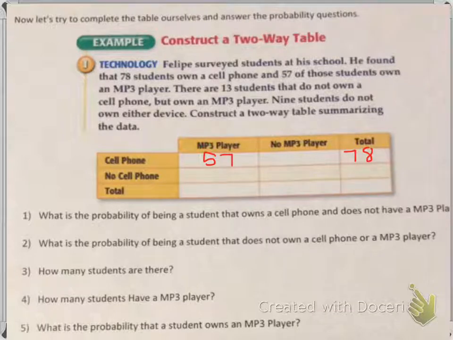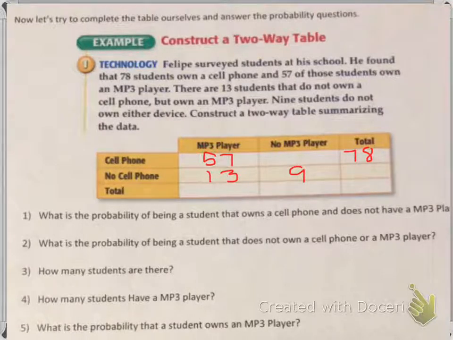There are 13 students that do not own a cell phone but own an MP3 player. So 13 would go right here because they don't own the cell phone, but they own the MP3 player. 9 students do not own either device. So no cell phone, no MP3 player would be 9, which is right here. I think that's all the information that they gave us.